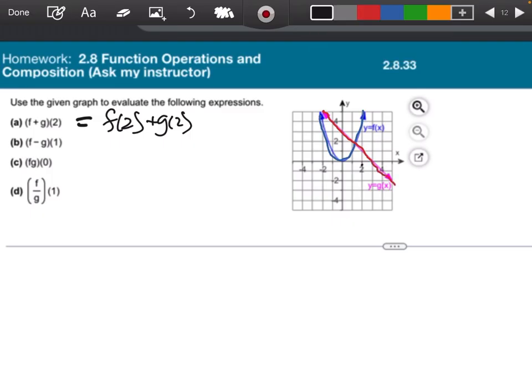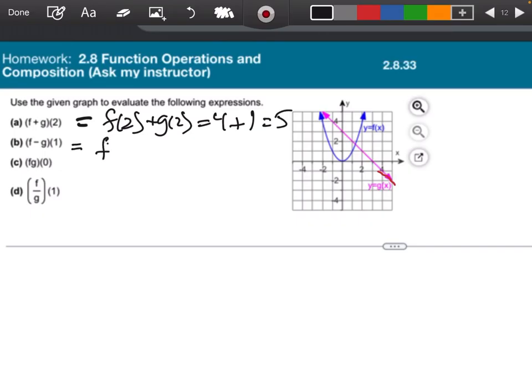Okay, so let's see, f of 2. So y'all, f of 2, I'm going to go to here when x is equal to 2. If I go up and I hit my function f, boom, that looks like that's the number 4. G of 2, if I come back here to 2 and I go up, it looks like we hit it at 1, and 4 plus 1 is 5, okay? So let me clean that mess up again. Here we go, okay?